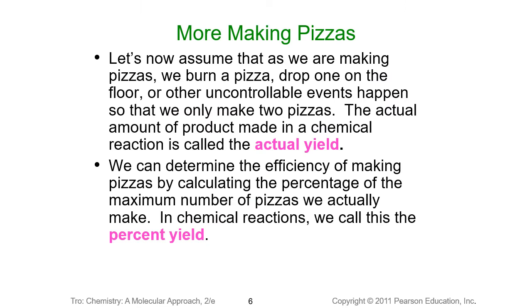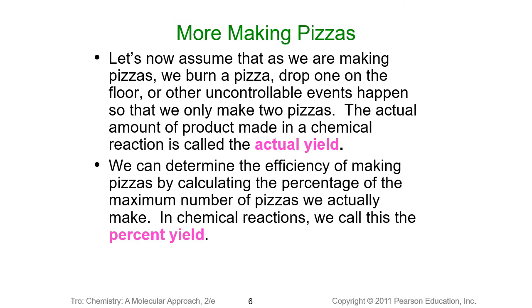Now let's assume that we're making pizzas and maybe we burned a pizza or dropped one on the floor or something happened that one of them was not edible. So the amount of pizzas that we made that could actually be consumed, that would be our actual yield. And we can determine how good we are at making pizzas by calculating the percentage of the maximum pizzas that we could actually make. And this is what we call the percent yield.